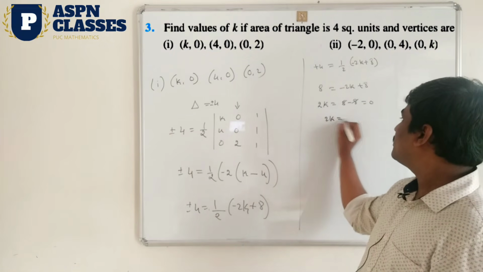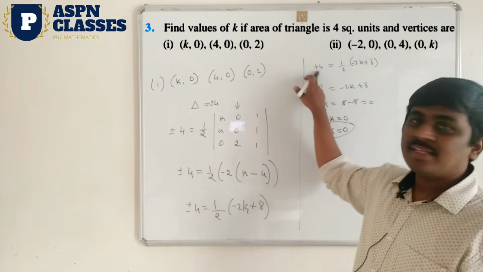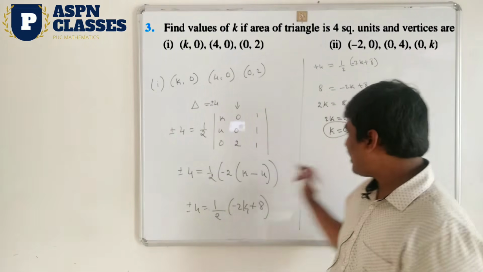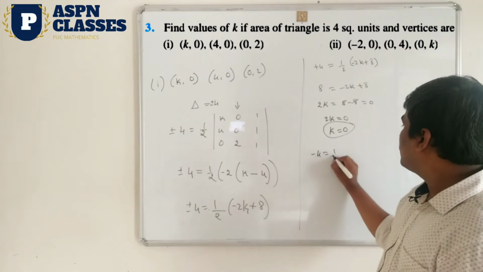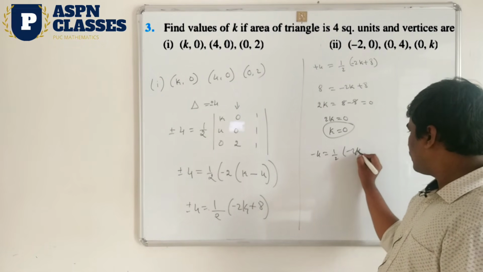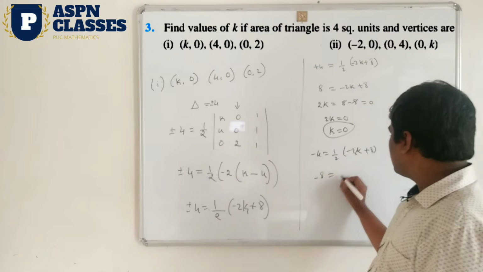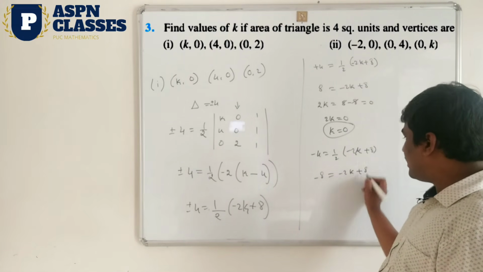Then 2K is equal to 0. Then K is also equal to 0 is the answer when you are taking the result plus 4. The same result, you take it minus 4. Then what is the answer? Again 1 by 2 here, minus 2K plus 8. So 2 again you shift it, means minus 8. So minus 2K plus 8.